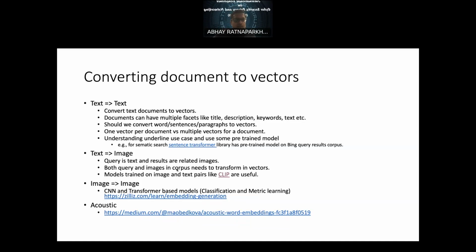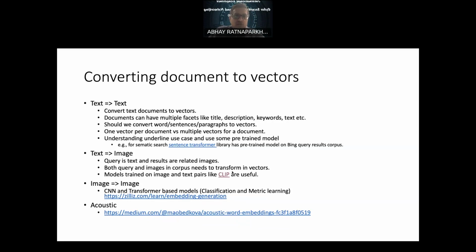For image to image, if your query is an image and your results are images, the convolutional neural network as well as the transformer based models are useful in this context. I've listed down a very detailed blog which discusses different techniques in the context of images. And the same thing for acoustics and sounds when you process them, there is a list of models which are available for you, which you can use to generate these embeddings.